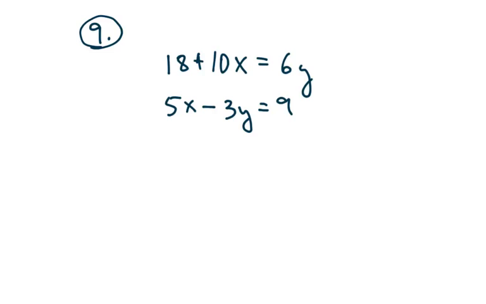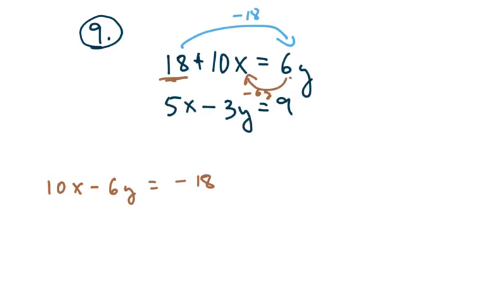Go ahead, last one, try number 9, see what happens. Pause the video and see what you get. So I'm going to assume that you did so. In this one, everything's all scrambled all over the place. What I'm going to do first, and hopefully this makes sense, is move 18 over by subtracting it, and then also move 6y over by subtracting it. So I'm going to get 10x minus 6y equals negative 18. Essentially I'm switching these positions, which means their signs have to change. The bottom equation is still 5x minus 3y equals 9.